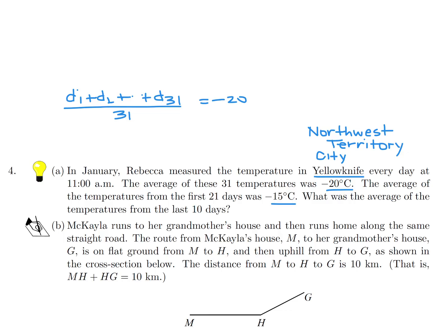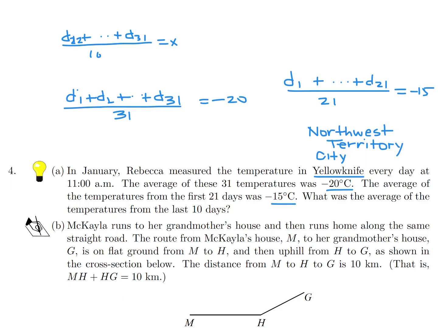And then they also told you that for the first 21 days, all the way till 21, that average is minus 15. So that actually will help us, because when we're trying to figure out day 1 all the way till day 31 divided by 30, hold on, no, sorry, day 22, the last 10 days, day 22 to day 31 divided by 10. That is what we're trying to figure out.